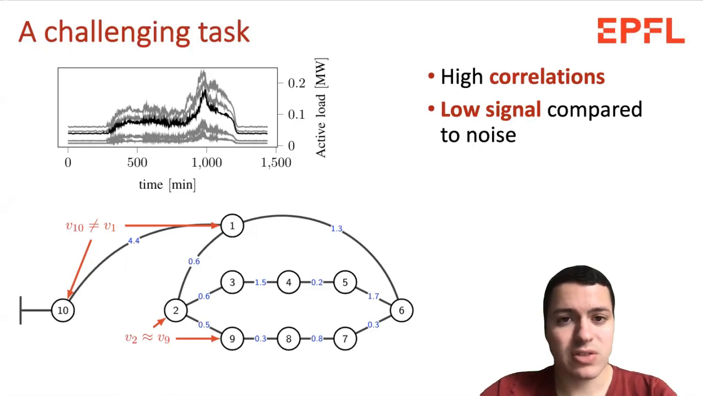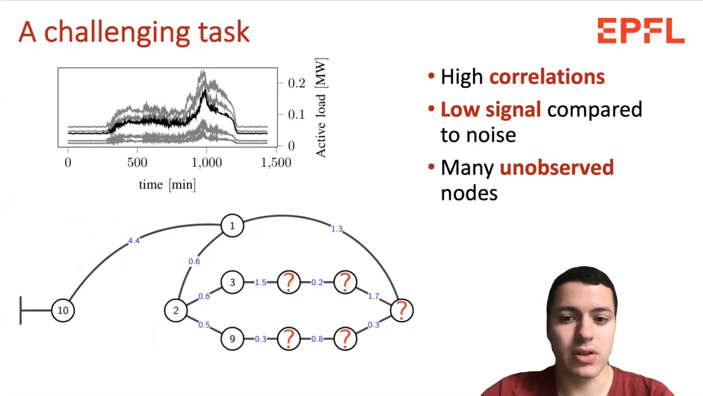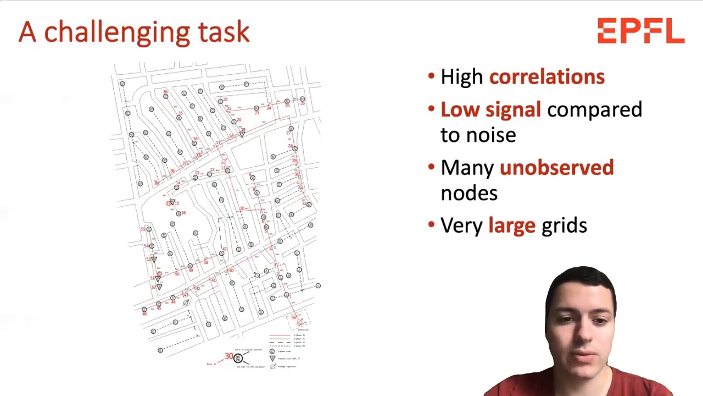Those sensors are also expensive, so you may not want to put them everywhere on the network, which will lead to many unobserved nodes and force you to identify a reduced network between the nodes that are actually interesting. Distribution grids are also generally very large. This is an IEEE test bench, and it has more than 100 nodes, and it's one of the smallest grids.